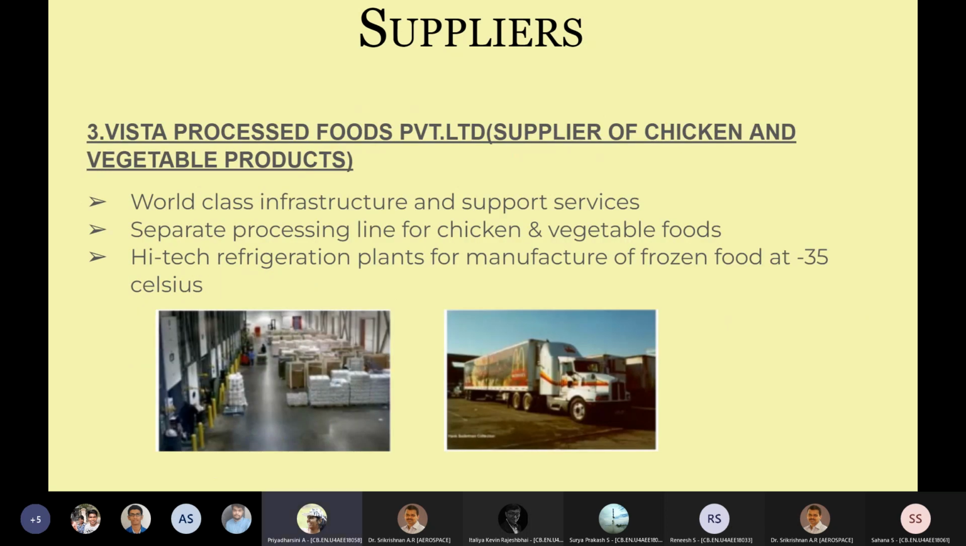So now about the Vista Processed Foods. This is the supplier of chicken and vegetable range of products. So they always have separate processing lines for chicken and vegetables, and also they have frozen foods at a temperature as low as minus 35 degrees Celsius to retain total freshness, and it will have international standards, procedures, and support services. Next slide.